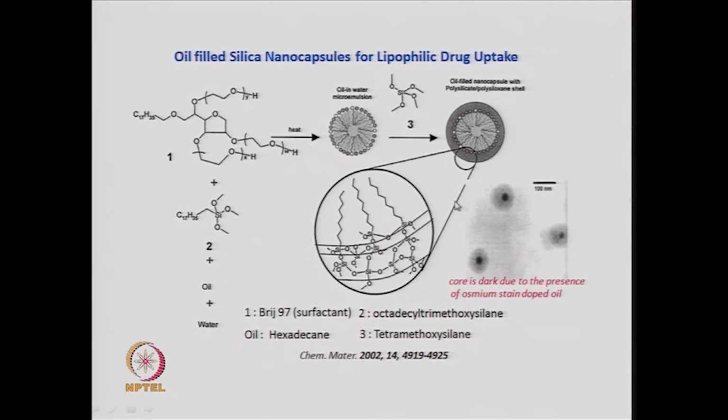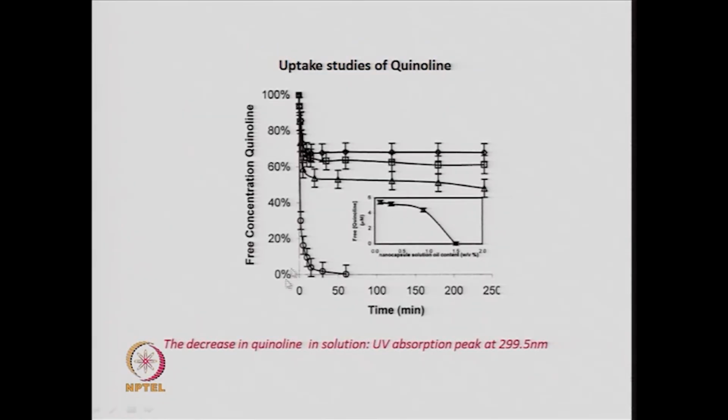Now, you can use this for uptake of a drug which is soluble in oil medium, because you have an oil medium inside. If you take a drug which is soluble in oil and you are able to solubilize it in this microemulsion, then the drug will be stable only in the inner part, because that is the hydrophobic or the lipophilic part, and the drug will not go to the shell, because the shell is hydrophilic, and this can be studied by looking at, say, a drug like quinoline.